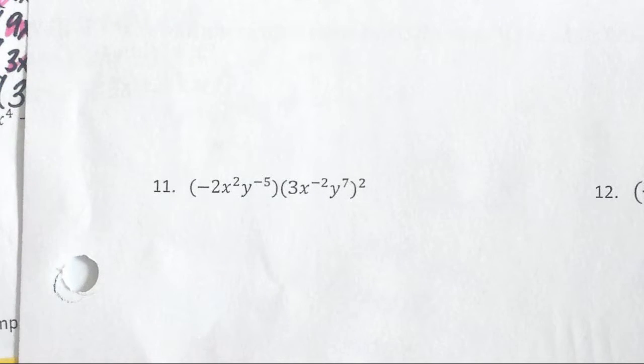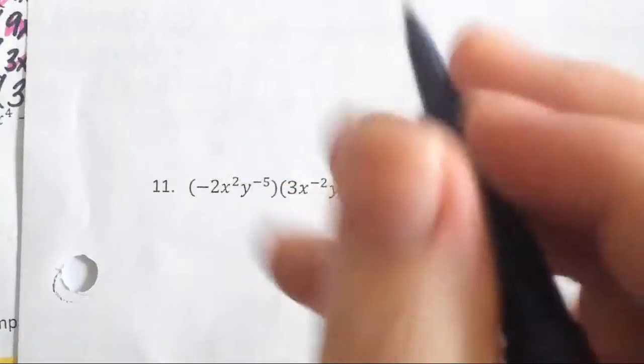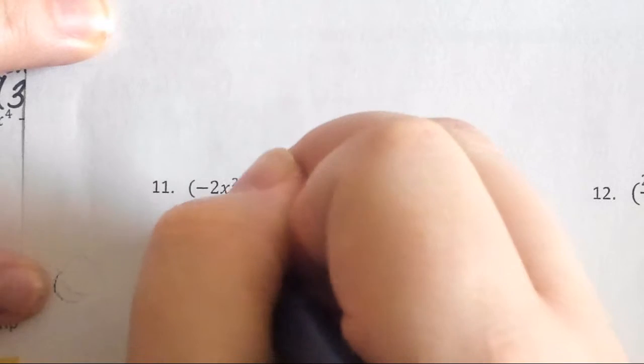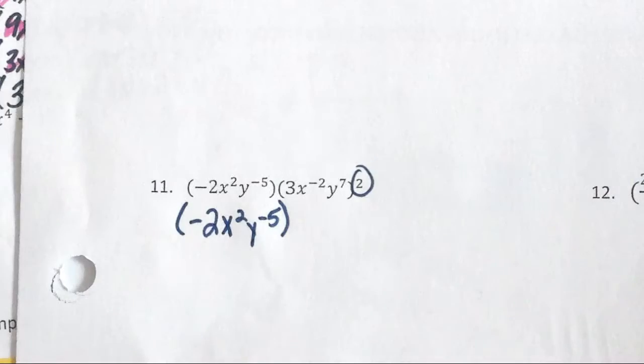Well, they both have sets of parentheses. That's true, though. Excellent. We've got to deal with this, too. So I'm going to leave this first guy alone. Negative 2x squared, y to the negative 5th. I'm not going to mess with him. But I do need to mess with the second guy. Every group can have a point, by the way, for that unanimous exponent.